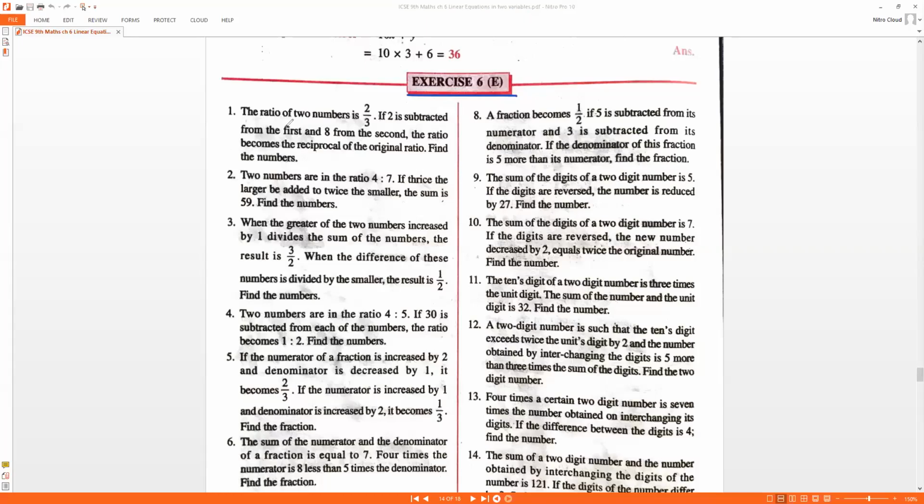Exercise 6C: the ratio of two numbers is 2 upon 3. If 2 is subtracted from the first and 8 from the second, the ratio becomes the reciprocal of the original. The original is 2 upon 3, so the reciprocal will be 3 upon 2. Find the numbers. Okay, let us go to the whiteboard. Exercise 6C, first one.